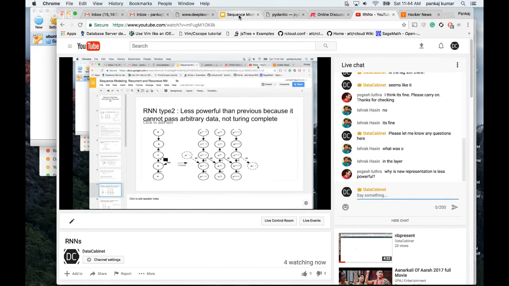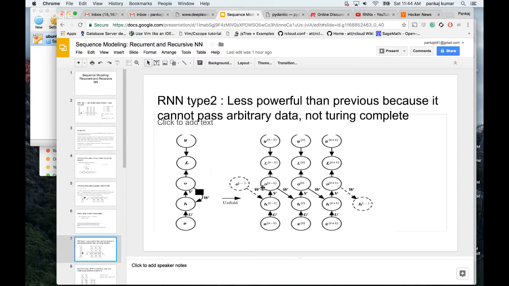O is the output, and this is strictly less powerful because, see, H can model anything, right? H has no limitations as to what it's modeling. H could be modeling when was the last full stop, or H could be modeling when was the last capital letter that came. But O is actually trying to reduce. By O we are trying to match Y. So O is actually trying to match Y through this loss function. So when we pass in O, we cannot pass an arbitrary value to the next layer.